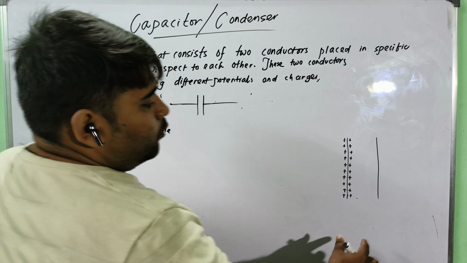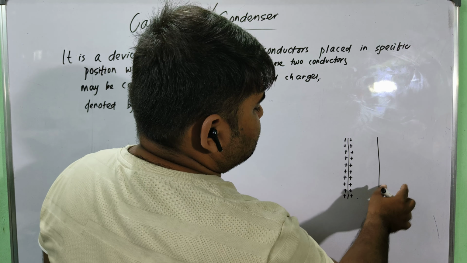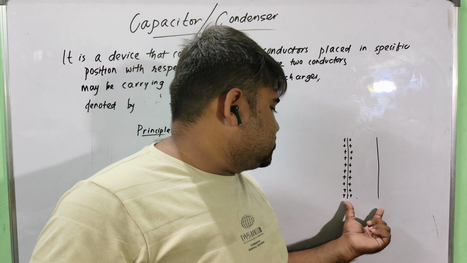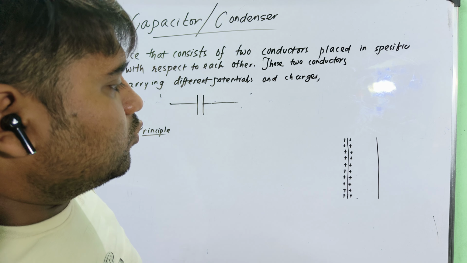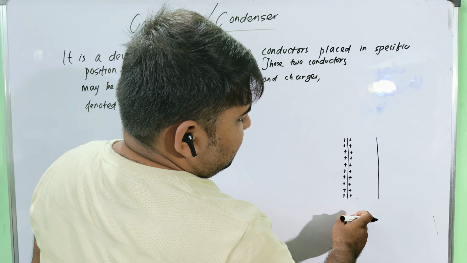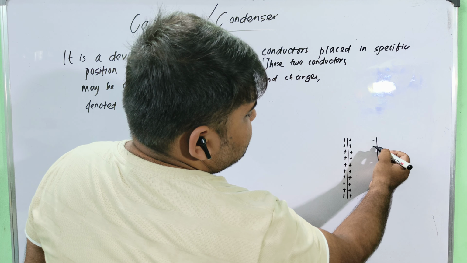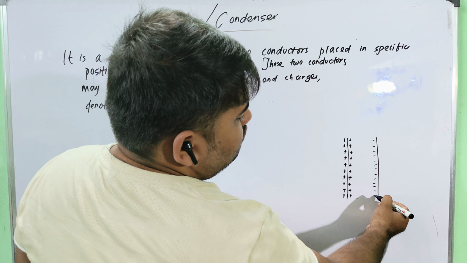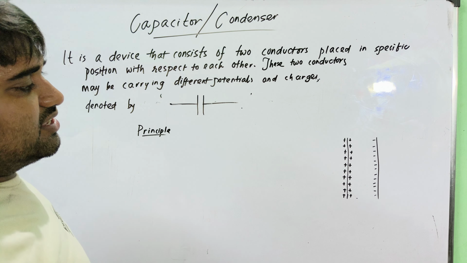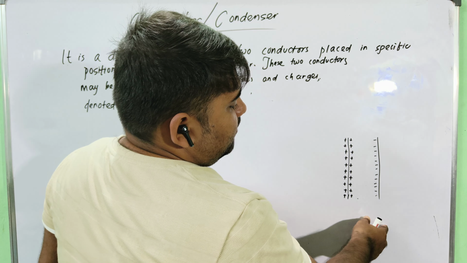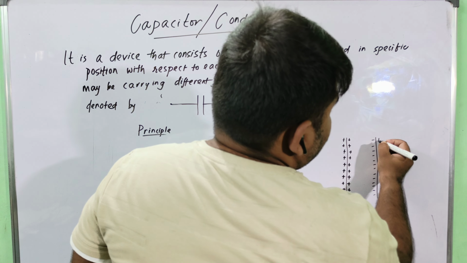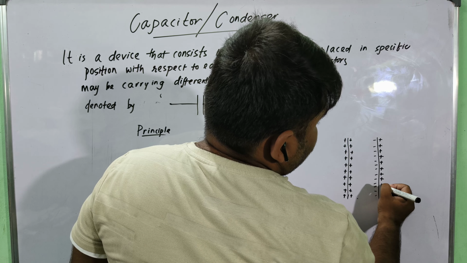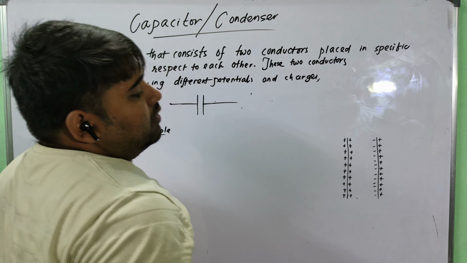Now what you do, you bring this plate closer to the charged plate and stop at this point. You will see that due to induction, negative charge will appear on the side that is closer to the charged conductor, and to conserve neutrality, the same amount of positive charge will appear on the farther side.